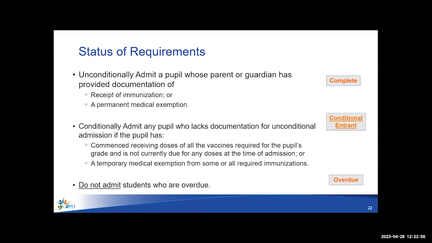The third category on this slide is overdue. If an 18-month-old is starting childcare and they've not received their MMR or varicella, that child is considered overdue and they should not be allowed to enroll until they receive those vaccines. So students who are overdue should not be admitted until they receive their required vaccinations.